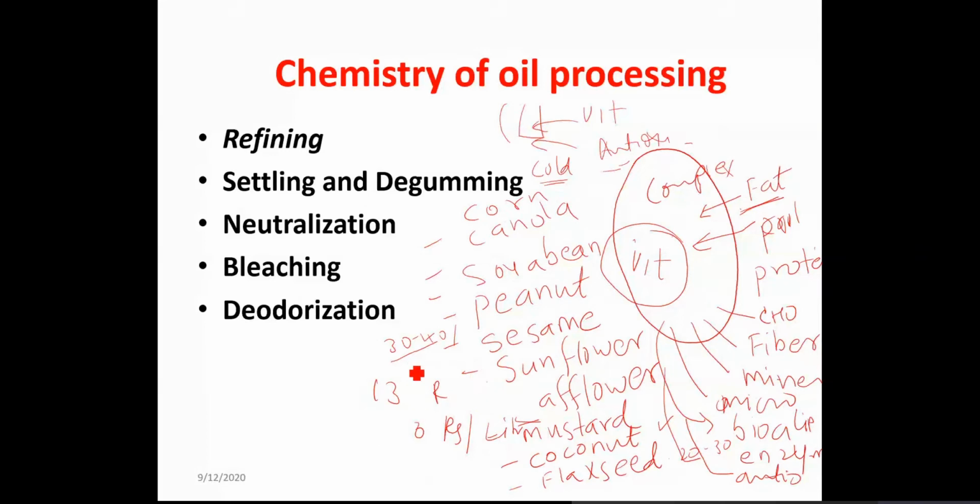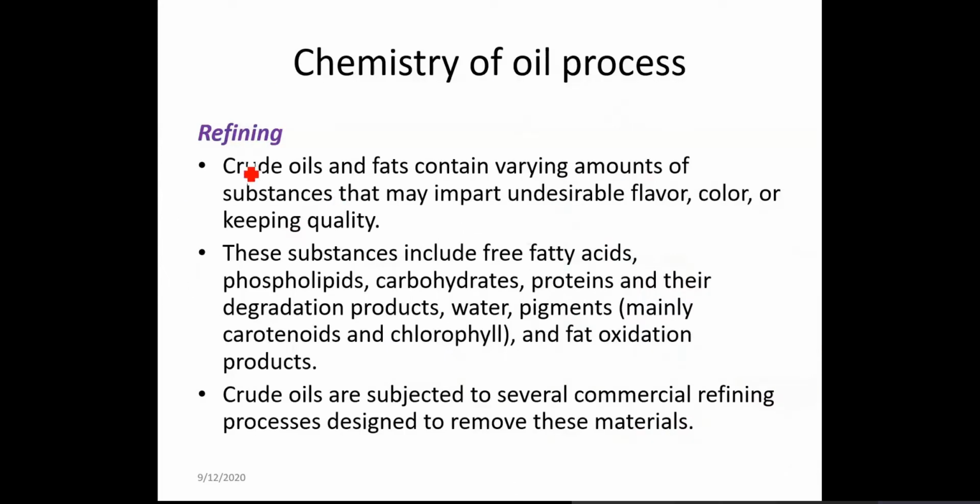Basically, whenever you look at oil processing, it has 5 processes: number 1 refining, number 2 settling and degumming, number 3 neutralization, number 4 bleaching, and number 5 deodorization. So what is refining? As the name indicates, we are refining.